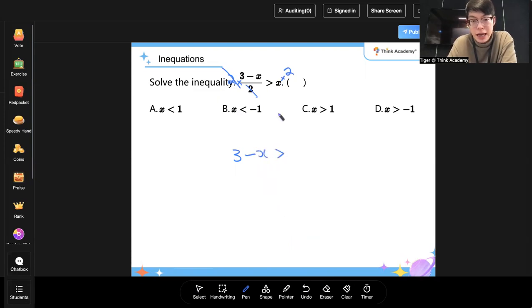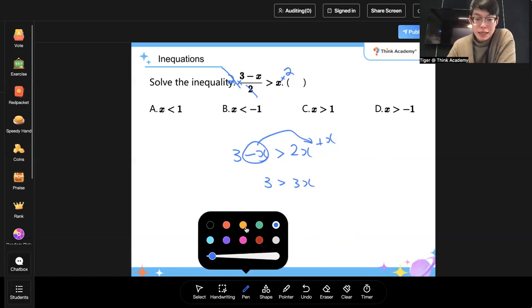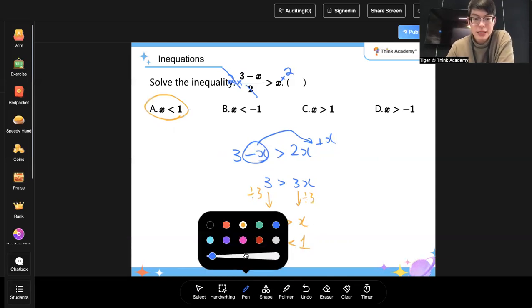And on the right-hand side, I have 2 times x, that is 2x, which means 3 take away x is greater than 2x. In other words, it means that 3 is greater than 3x, because if you just throw this minus x to the right-hand side, lump everything together, 3 will be greater than 3x, and then you divide it by 3 on both sides, such that you know 1 is greater than x, which means x is smaller than 1. All right, so A is going to be the answer right here.